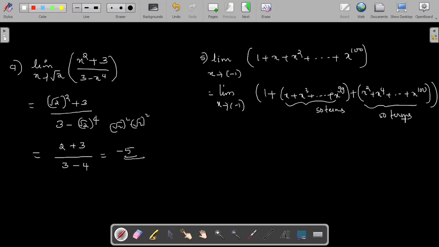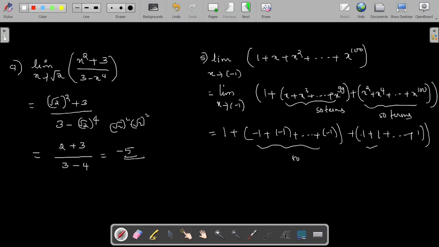So when you apply the limit, this is equal to 1 plus, these are the odd terms, minus 1 to the power 1, minus 1 plus minus 1 whole cube, minus 1, plus so on up to here it is minus 1, plus here it is minus 1 whole square, plus 1, minus 1 whole cube, it is minus 1, minus 1 whole power 4 is plus 1, minus 1 whole power 100 is also plus 1. So here there are 50 terms, here there are 50 terms, all those will cancel. Minus 1 plus 1 minus 1 plus 1, therefore the remaining value is 1.